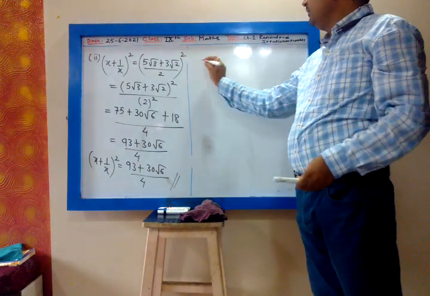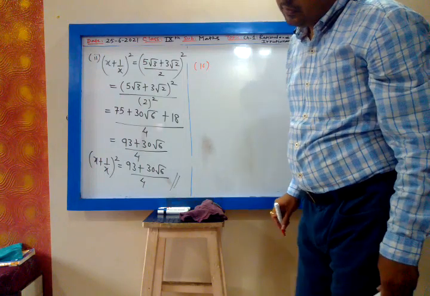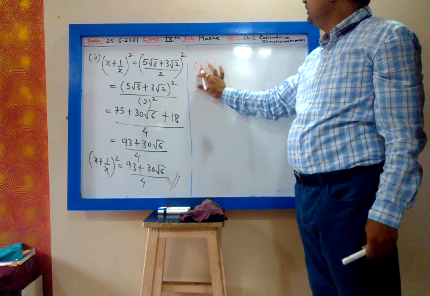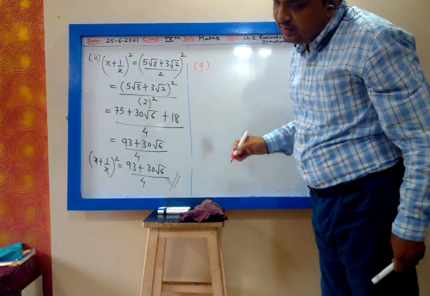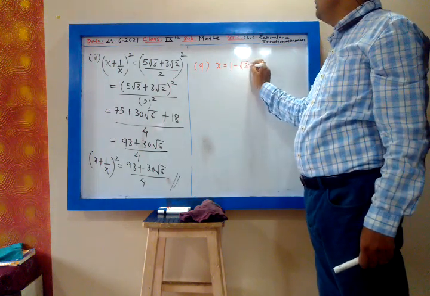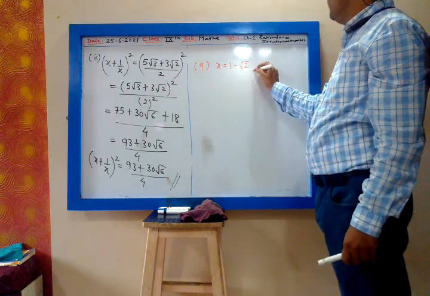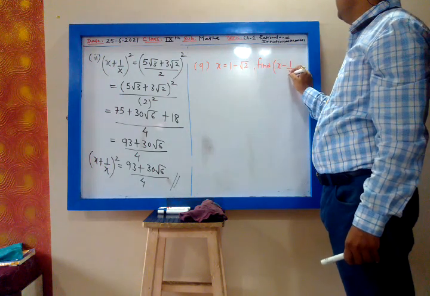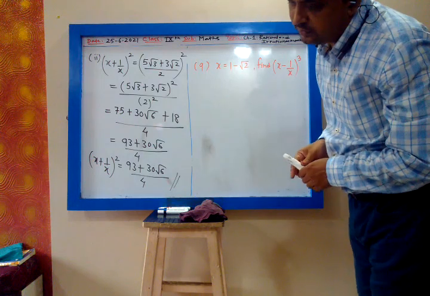Now 10th one. 9th one. Okay, let me do the 9th one. x is equal to 1 minus root 2. Then find the value of x minus 1 upon x whole cube.